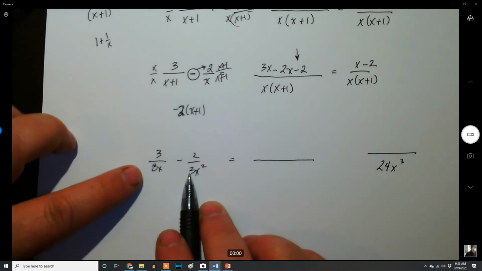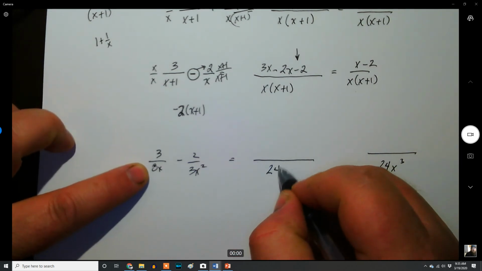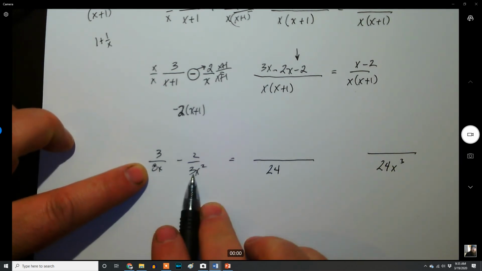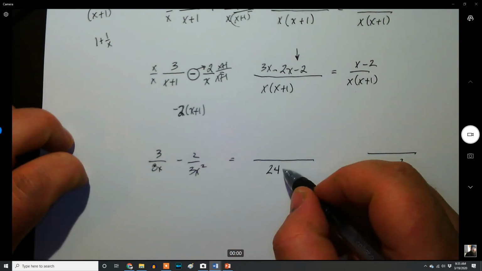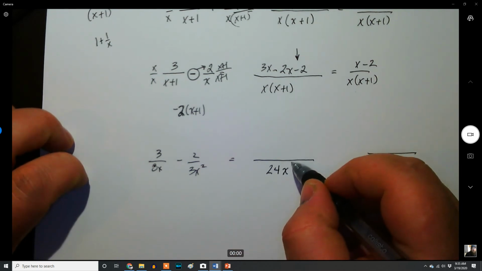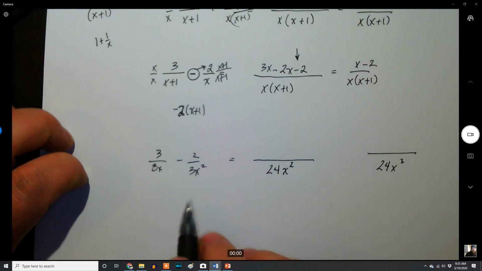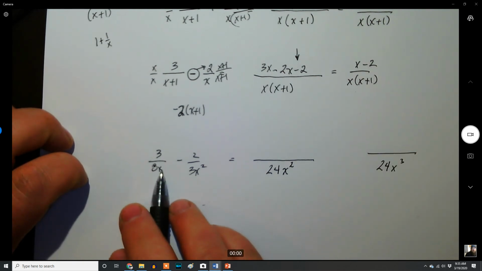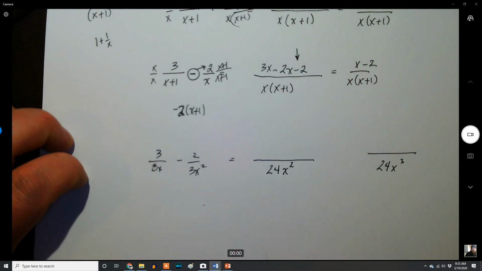So the lowest common multiple of 8 and 3 is, of course, 24. But x and x squared, well, their lowest common multiple is x squared. This is already x squared. We don't need to change it. We can multiply this by x to get x squared.